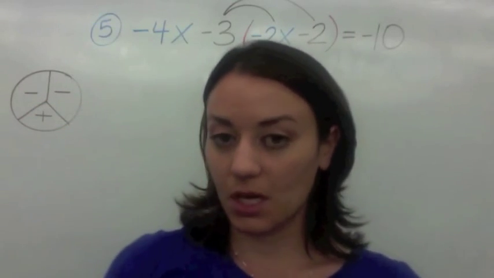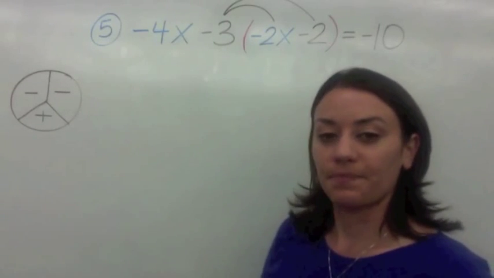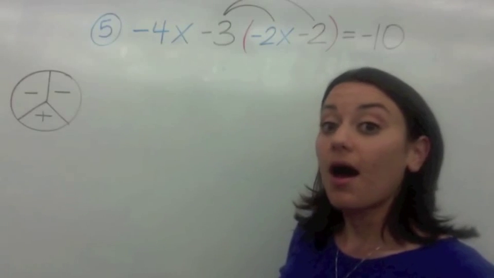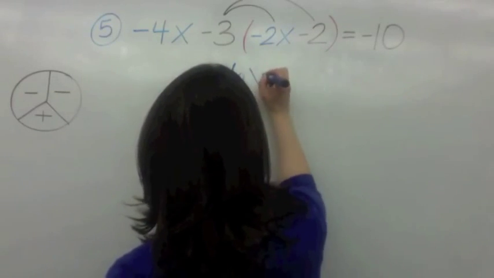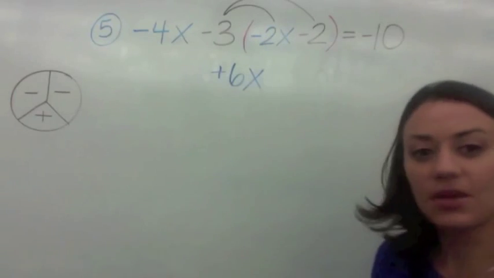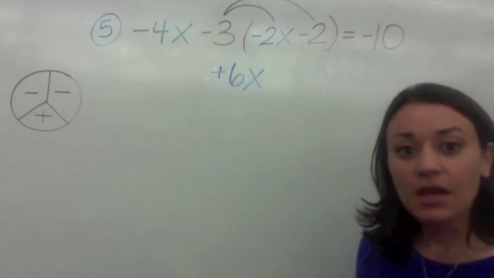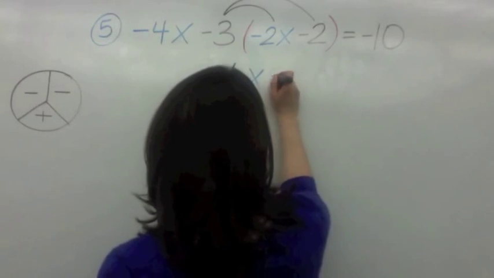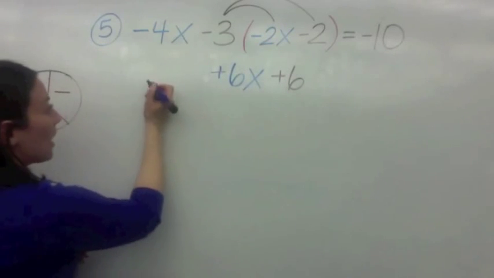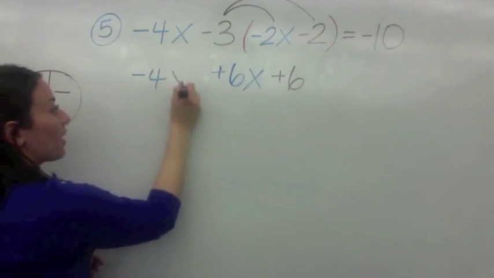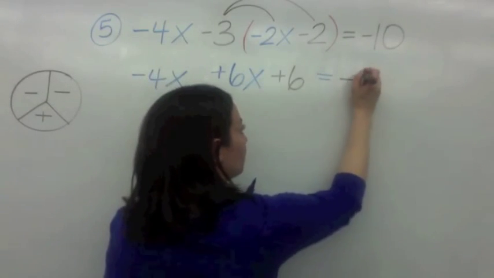That's right. So what's -3 times -2x? Anybody know? It is positive 6x. That is correct. Positive 6x. What about -3 times -2? Is that the same thing without x? Yes, it's positive 6. Okay, so we distributed. We're going to go ahead and bring down the 4x and the -10.